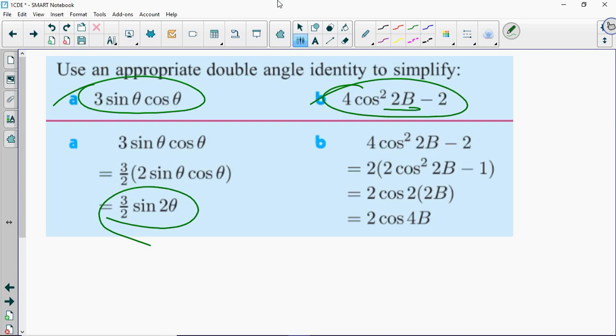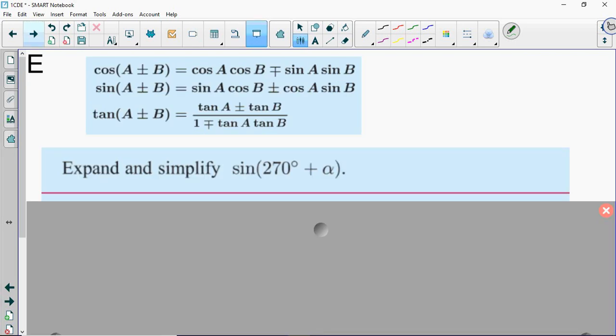Anyway, that brings us to section E, which has our compound angle formulas. And these are, again, in the data booklet, and they are, again, on page 7.